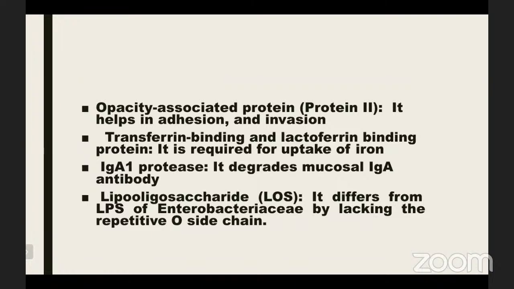Opacity associated protein, protein 2, helps in adhesion and invasion. Transferrin binding and lactoferrin binding proteins are essential for uptake of iron. Immunoglobulin A1 protease will degrade the mucosal immunoglobulin A antibody. Lipo-oligosaccharide differs from lipopolysaccharide of Enterobacteriaceae by lacking the repetitive O antigen chain.